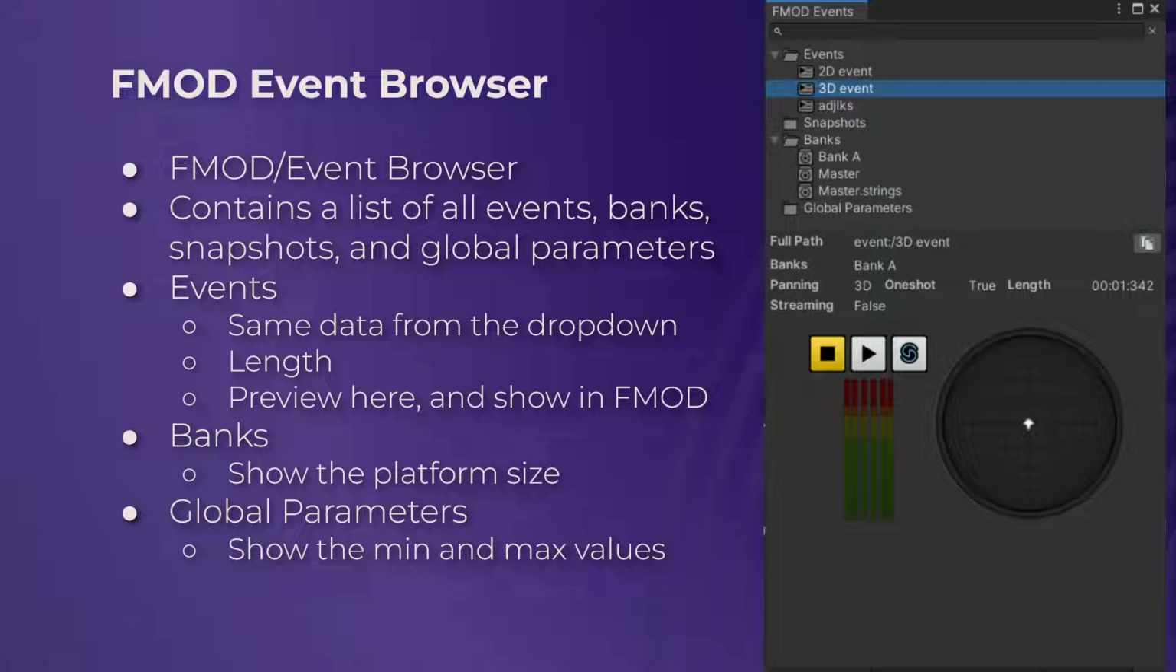Banks, specifically, they show the platform size. So if I clicked on bank A, it would say like default, however many megabytes or kilobytes, and then switch, because I made a switch platform for some reason. It would say like 420 megabytes or whatever it was. But it'll show how big it is, so you know, okay, I'm loading this much into memory if I just keep this in here at all times.